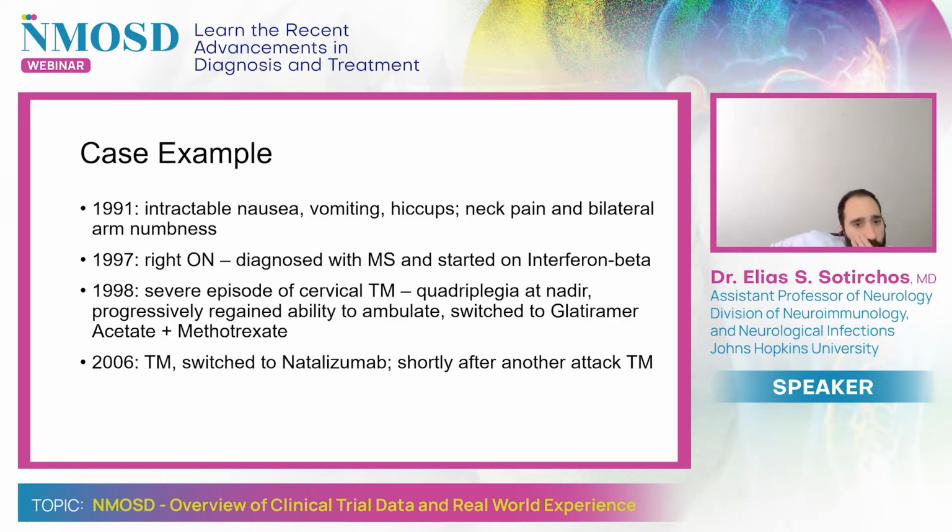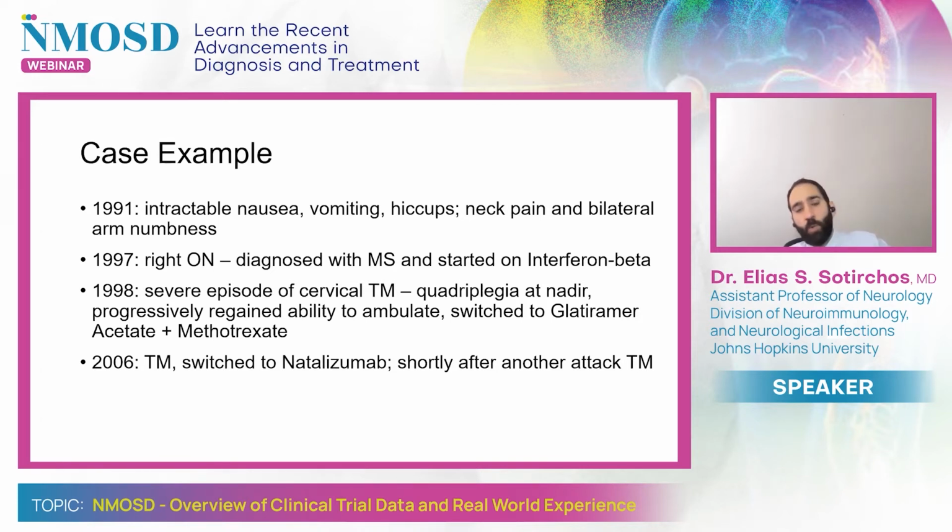So this is a woman who I'm following currently in my clinic, who had presented initially in 1991. And this is about 14 years before the recognition of the aquaporin 4 antibody as the pathogenic antibody underlying neuromyelitis optica. She presented with intractable nausea, vomiting, and hiccups, as well as neck pain and bilateral arm numbness. And this was not really recognized at the time to be a central nervous system issue.